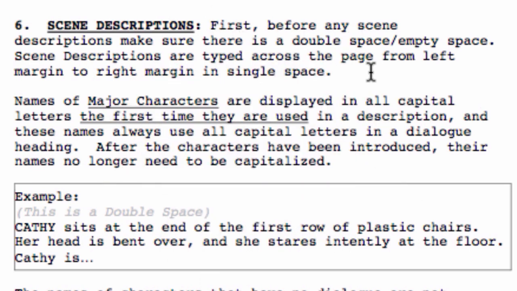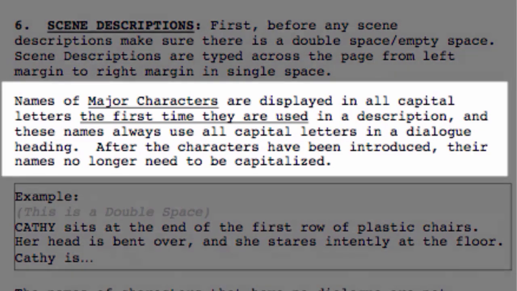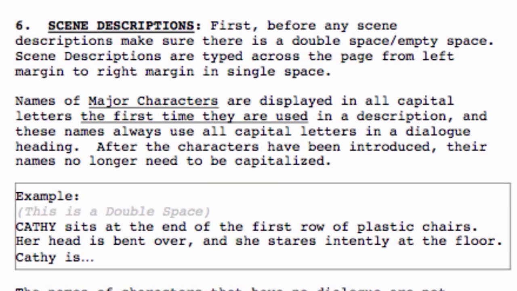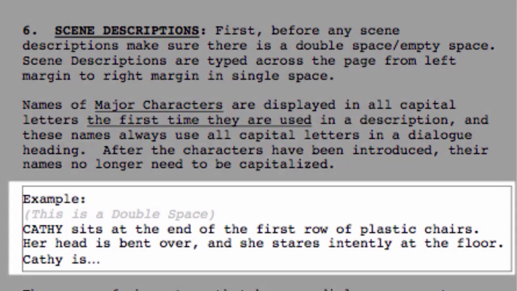Now, there are some rules to scene descriptions. Names of major characters are displayed in all capital letters the first time they are used in a description, and these names always use all capital letters in a dialogue heading. After the characters have been introduced, their names no longer need to be capitalized. So you can see this example here. Kathy sits at the end of the first row of plastic chairs. Kathy is capitalized.